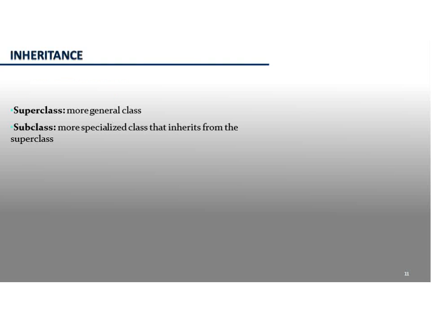Now next is inheritance. In inheritance, you know that we have a superclass, which is also known as the parent class, and we have a subclass called the child class. Superclasses are basically the generalized classes, and subclasses are also known as specialized classes. Generalized classes are close to the root, and specialized classes are close to the branches.